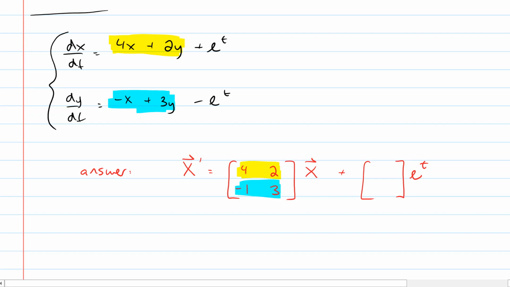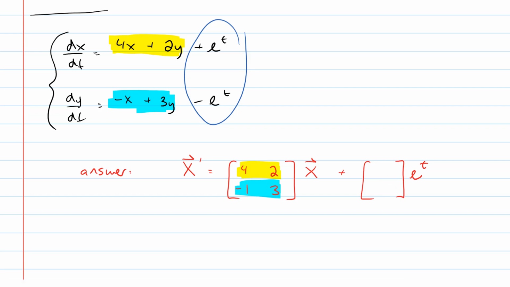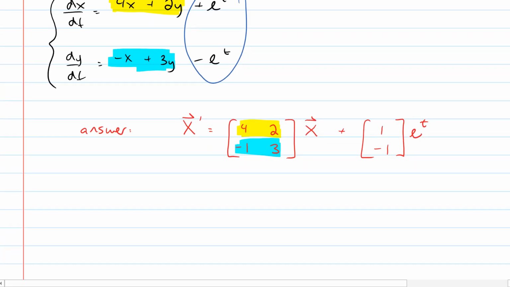And then finally, I'm going to look at these entries here. That's going to give me a positive 1, and negative 1, or alternatively, if you prefer, you could actually just write it out as e to the t and negative e to the t inside rather than having factored out the e to the t. Really, it's up to you. Okay, that's our little lesson on how to write these in matrix form.